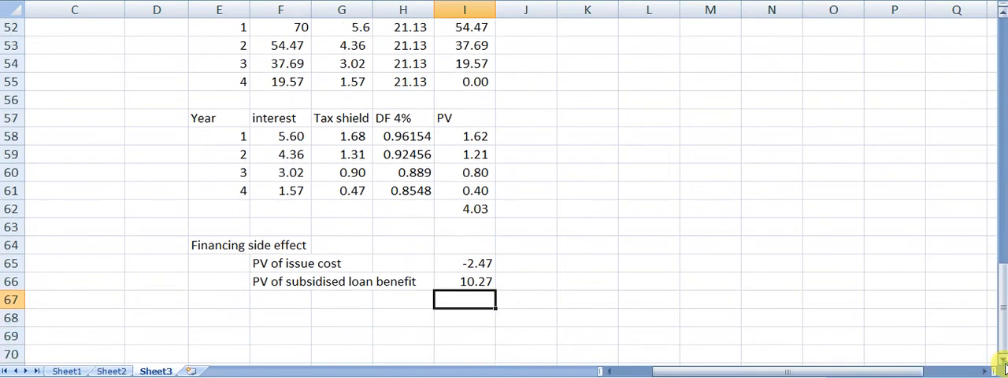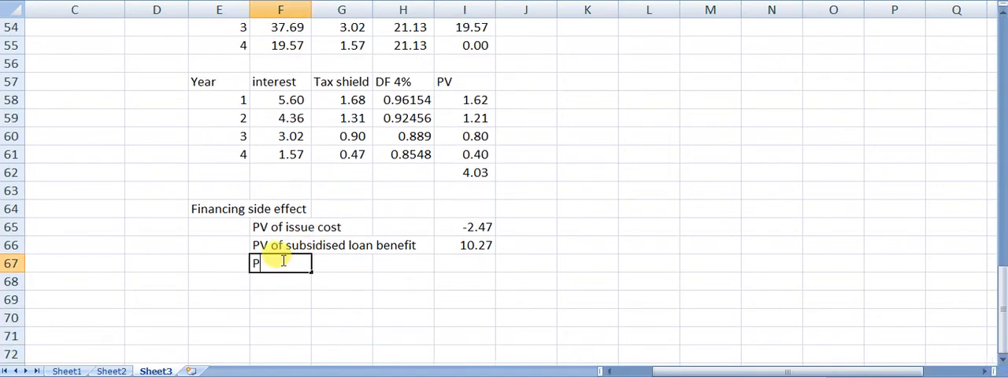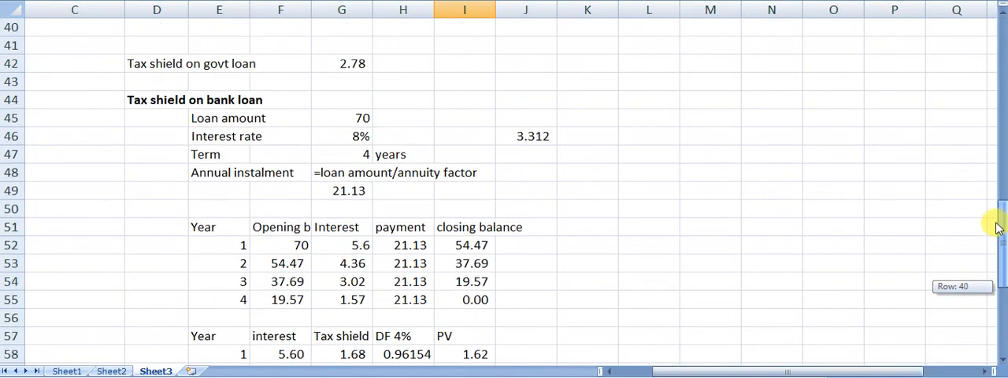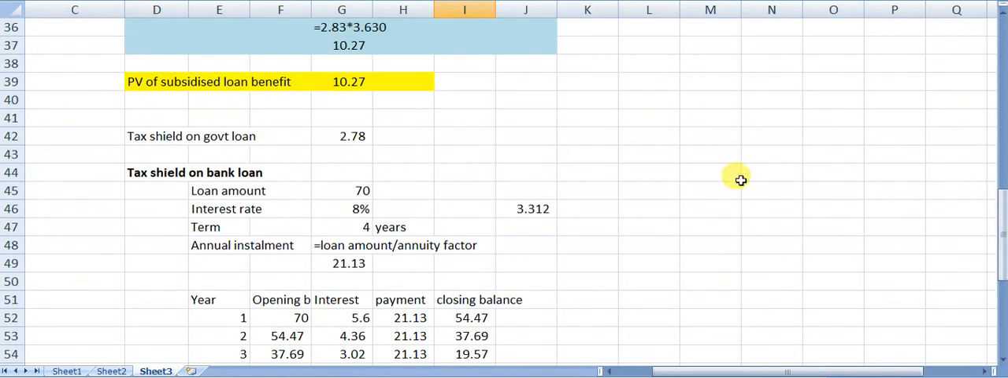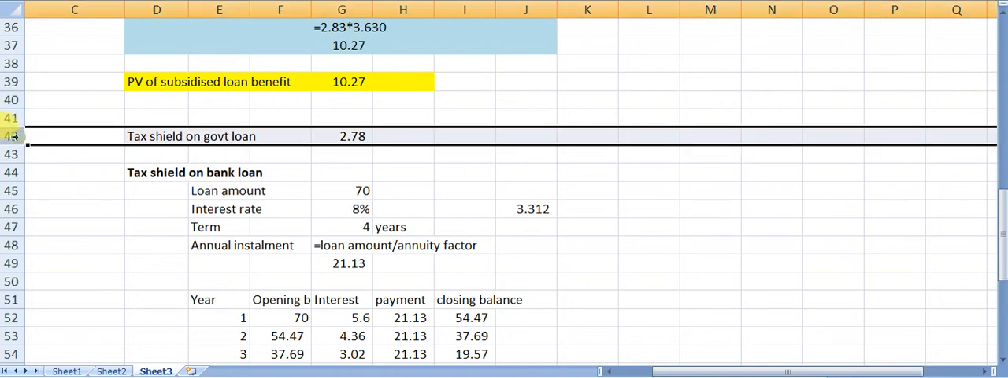Then PV of tax shield. We had two tax shields, one on government loan, other one on bank loan. Bank loan is this 4.03. Government loan how much? Look at this carefully. Tax shield on government loan 2.78. Why was this one line calculation? Government loan tax shield was one line calculation. Bank loan tax shield was so complicated.